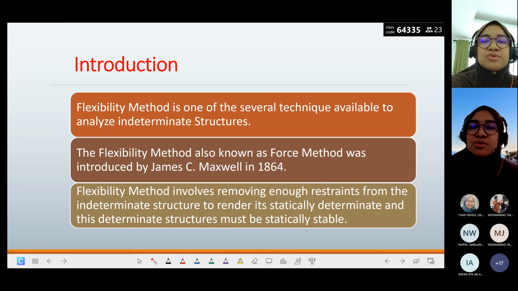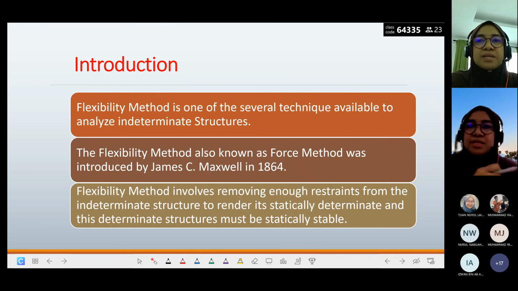Okay, so this method is also called force method. Okay, force method kejap eh.